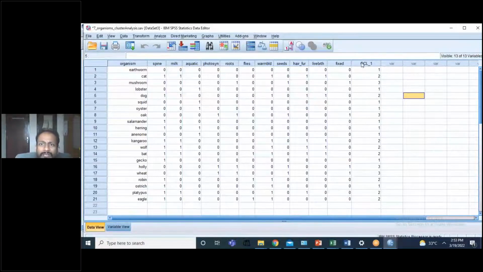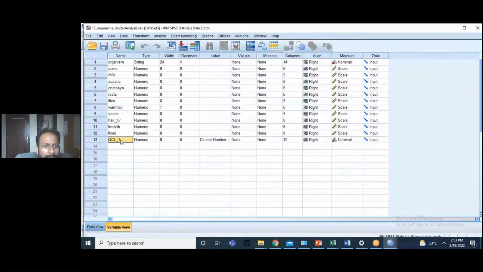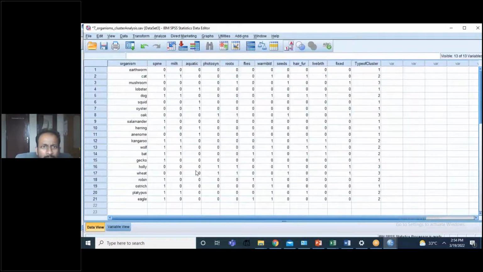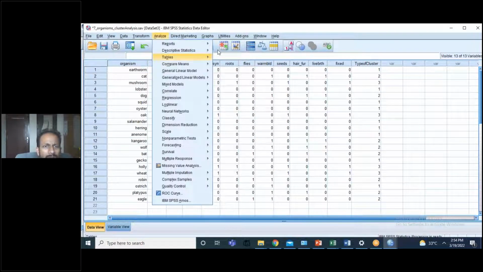Now here QCL indicates the type of cluster, so I will rename it as type of cluster. Here they have mentioned it as 1, 2, and 3. So 1 indicates that it is an aquatic animal, and this one, Robin. Okay, 1 indicates that it is an aquatic animal.